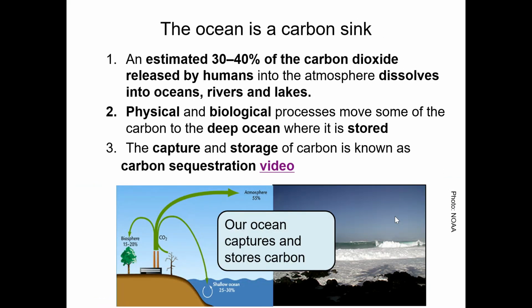So how does this work? The ocean is what's called a carbon sink, meaning it is going to absorb carbon dioxide and hold on to it. As the stat says here, 30 to 40% of the carbon dioxide released by humans ends up dissolved into the oceans, rivers, and lakes, all those water bodies. Then there are a couple of processes, one physical, one biological, that move some of the carbon dioxide deep into the ocean where it gets stored. That process of grabbing the carbon dioxide and storing it deep in the oceans is called carbon sequestration.